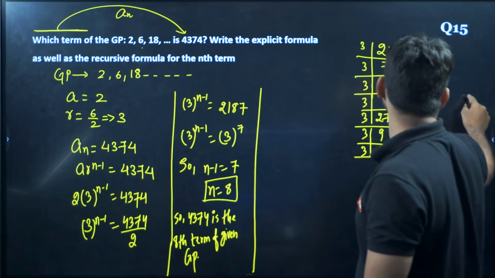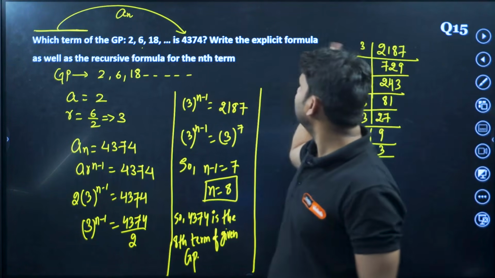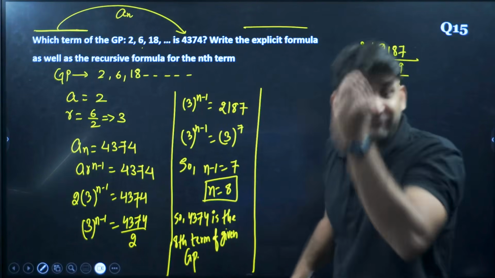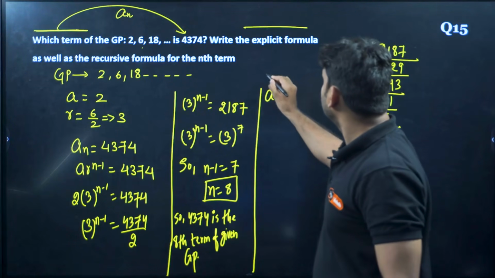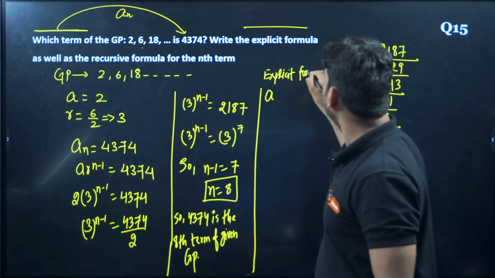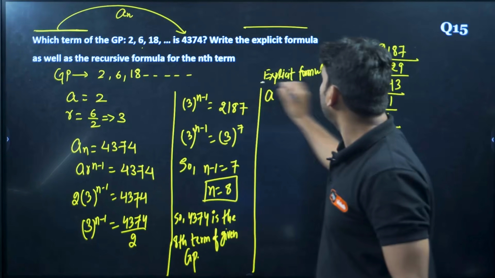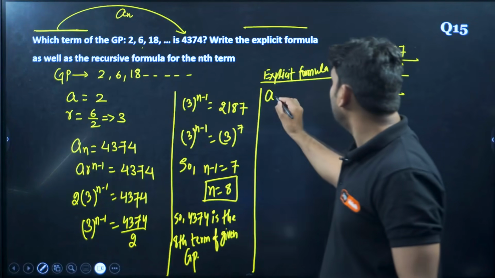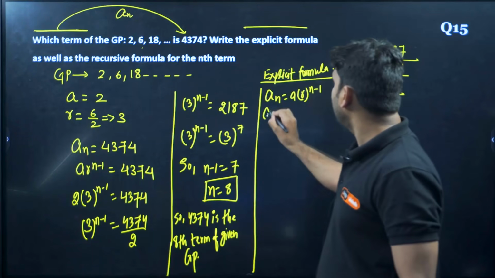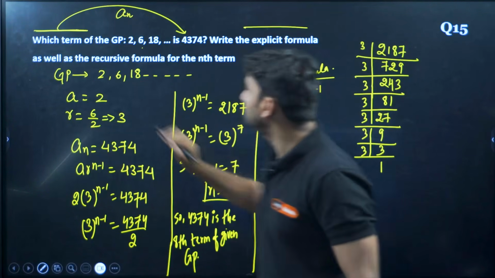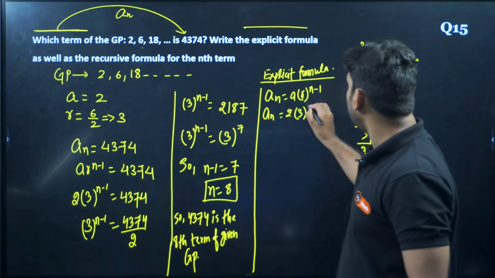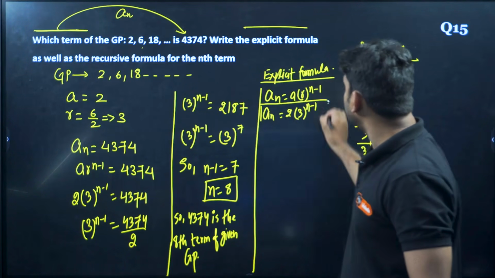Let me erase this. Okay. Let's leave as it is. Okay. Now write the explicit formula. Explicit formula means Nth term formula, guys. So AN, this is explicit formula. The formula by which we can find out any term is called explicit formula. So AN is equal to A into R to power N minus 1. So AN is equal to, where is A? A is 2. Where is R? R is 3. So 3 to power N minus 1. This is called explicit formula.